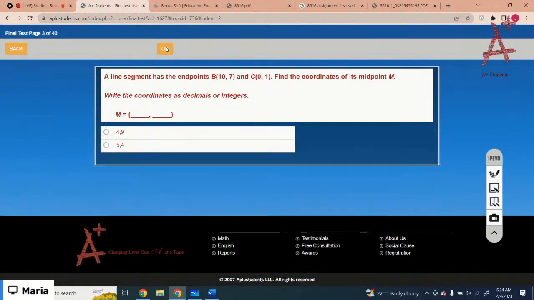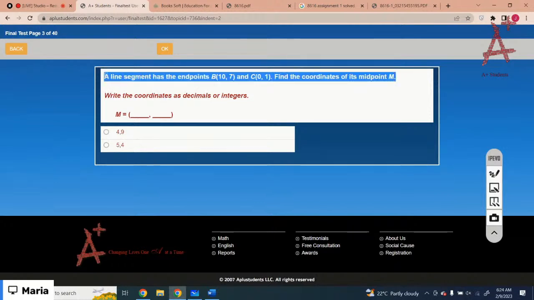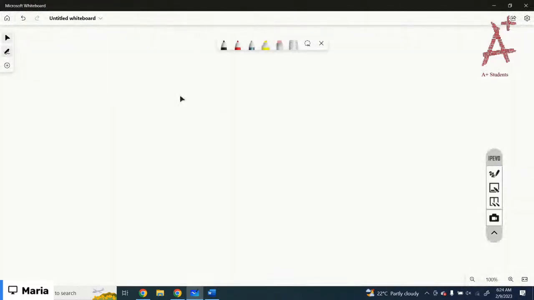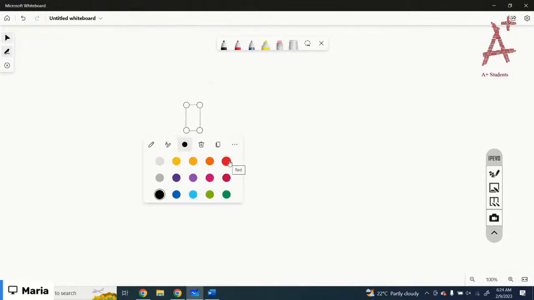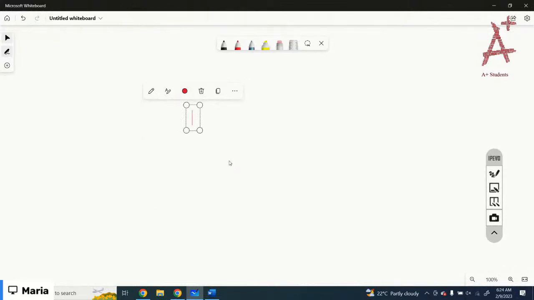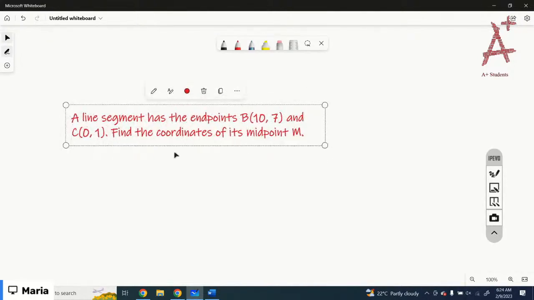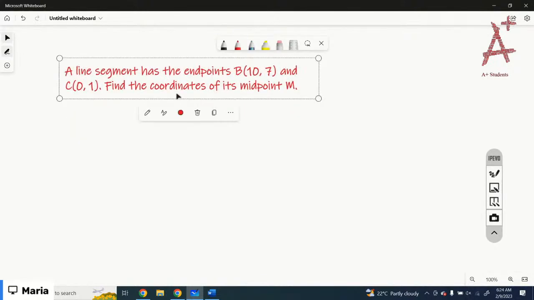Okay, a line segment has the endpoints B(10, 7) and C(0, 1). Find the coordinates of the midpoint M. Okay, let's just copy the question and calculate the midpoint. So you have to calculate the midpoint.